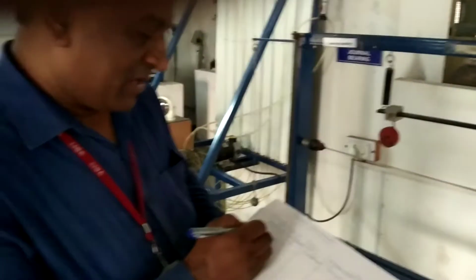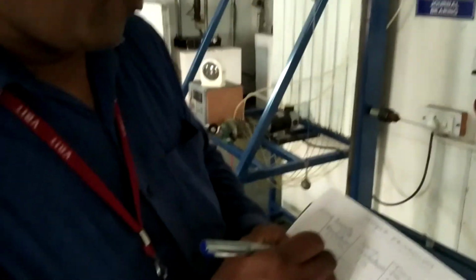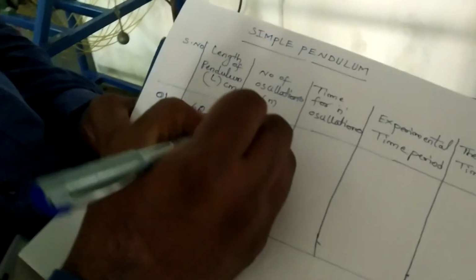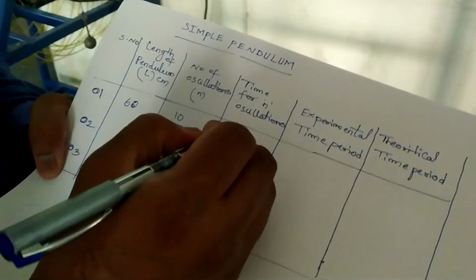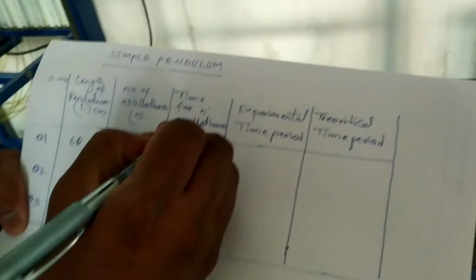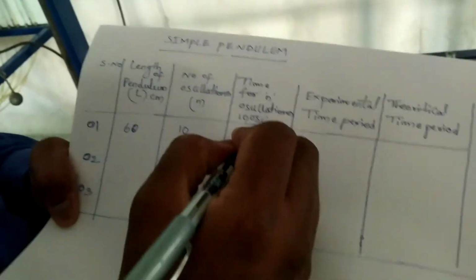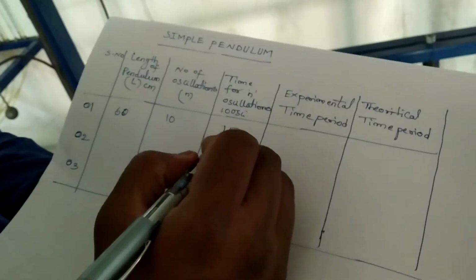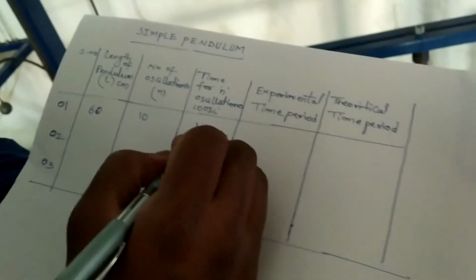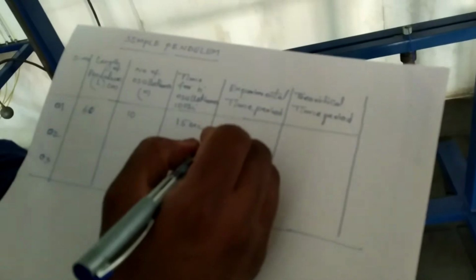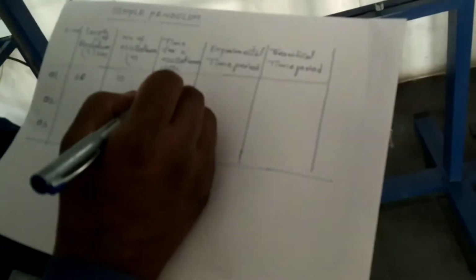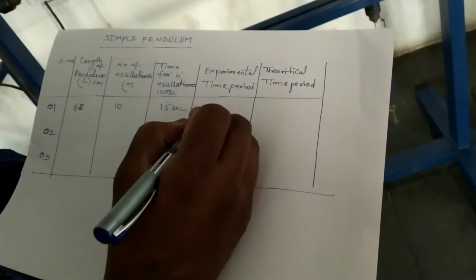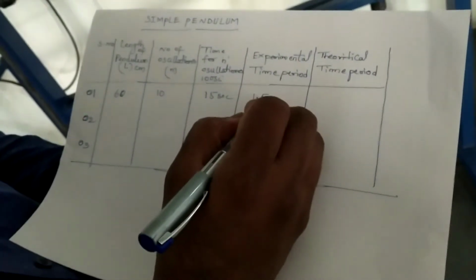So initially the length of the pendulum is 60, and number of oscillations is 10. And time for n oscillations, here I am taking 10 oscillations, is 15 seconds. So 15 seconds is the experimental time for 10 oscillations. Now what is the time period for 1 oscillation? Since for 10 oscillations the time is 15, for 1 oscillation the time period is 1.5 seconds. Now the theoretical value we need to calculate, so that can be done afterwards.